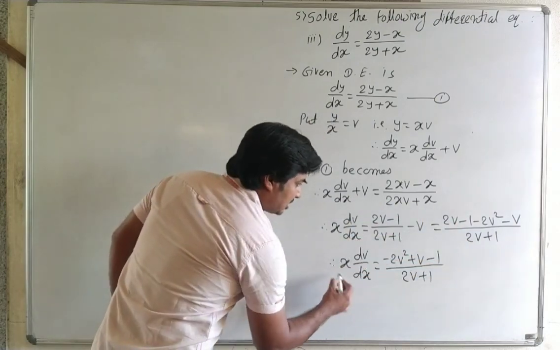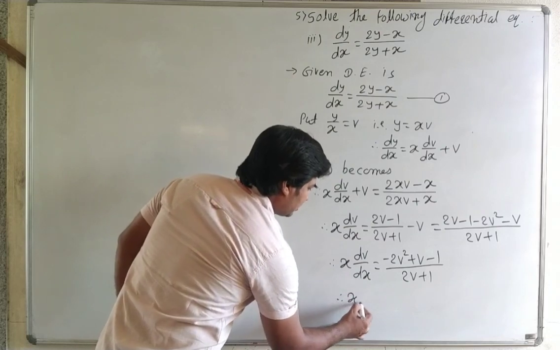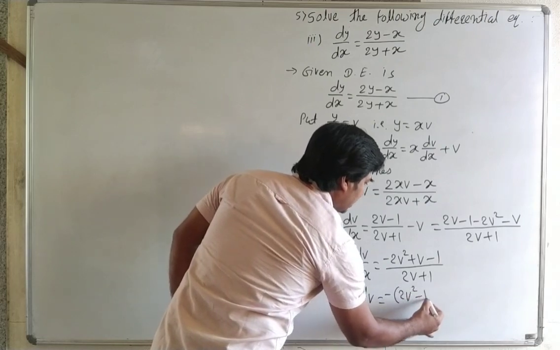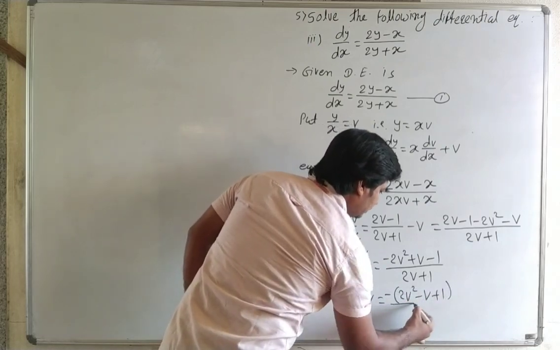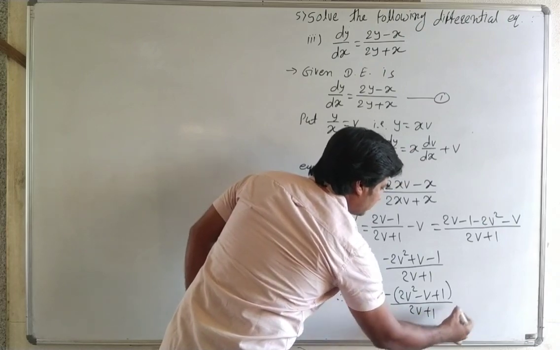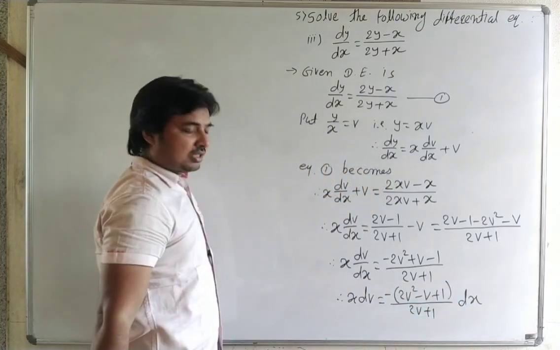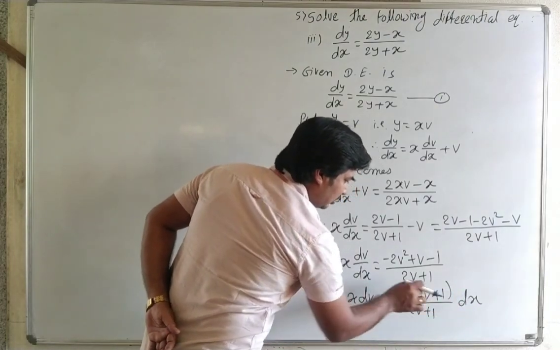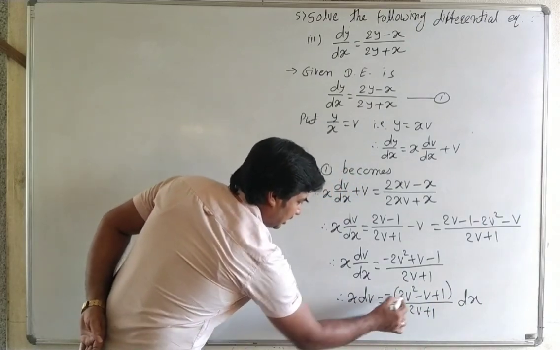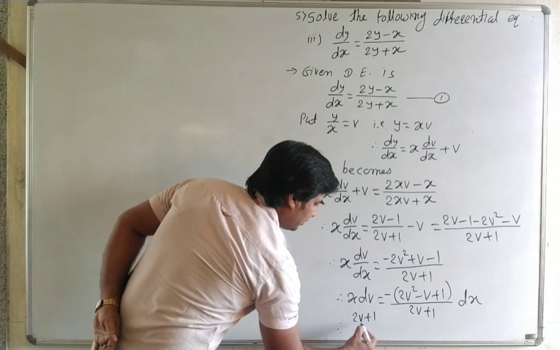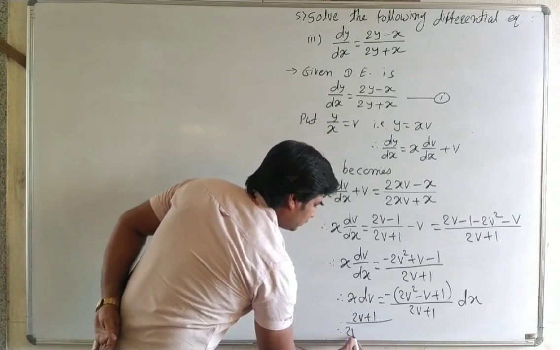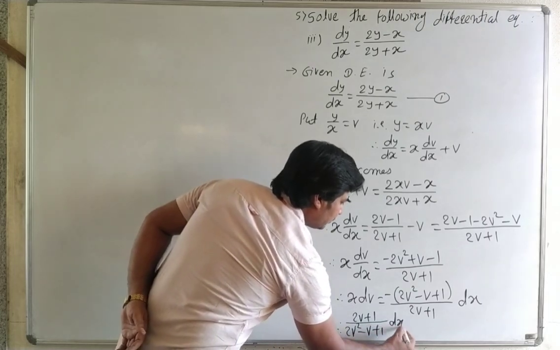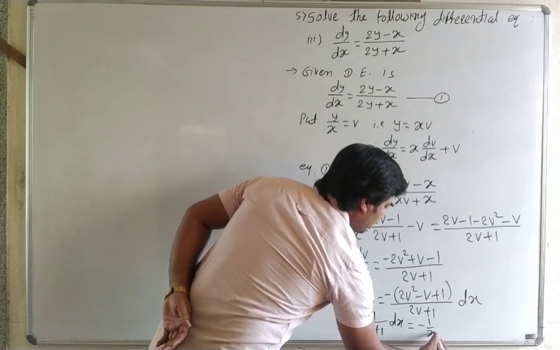Now here, first separate the differential coefficient. Therefore it is dv/dx into x is equal to, we can take minus common, (2v² − v + 1)/(2v + 1). Here the differential coefficients are separated. Now dv, it is x, and it is in terms of v. Therefore, (2v + 1)/(2v² − v + 1) dv is equal to −1/x dx.